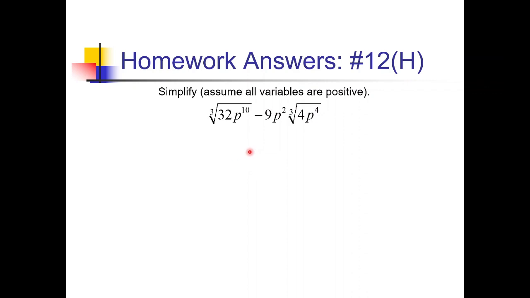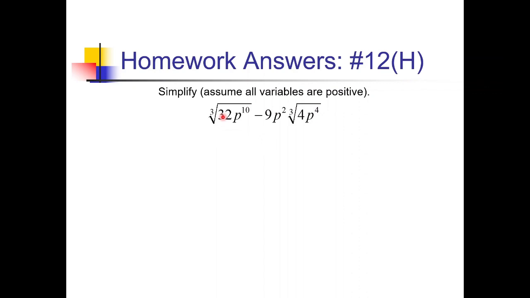For this problem, I'm trying to subtract these radicals. Now, right now I don't have any like terms. I have the same type of radical. These are both cube roots, so I might be able to combine these, but I'm going to have to simplify each of these individually first and then see if there's anything I can actually work with. So let's start with this first one here.